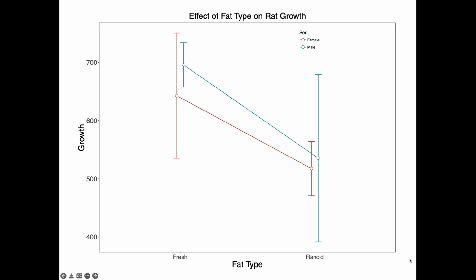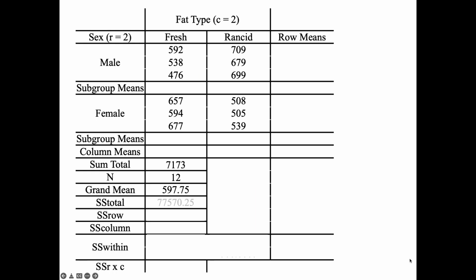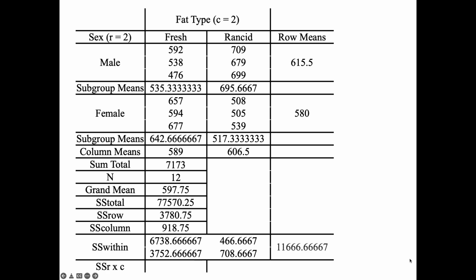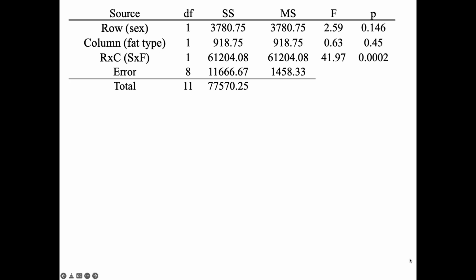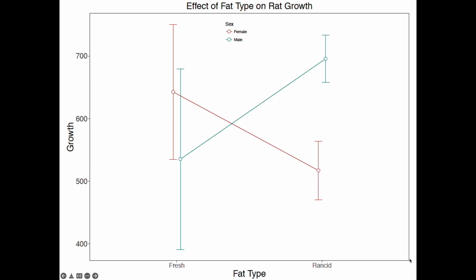For the next example, I just flipped them. I flipped fresh and rancid for males. What we saw is now there's a lot of variation that is accounted for by this interaction. When we graph that, we see that fresh fat affects both males and females, but it affects them differently. Fresh fat makes males grow less and females grow more relative to rancid fat, where females grow less and males grow more. This is the nature of interaction.